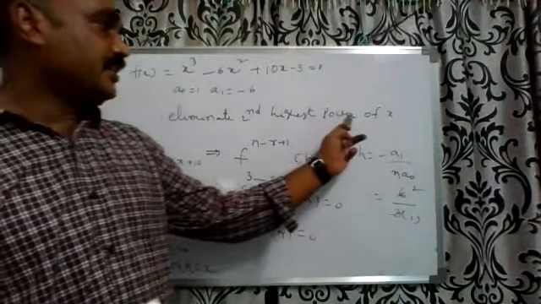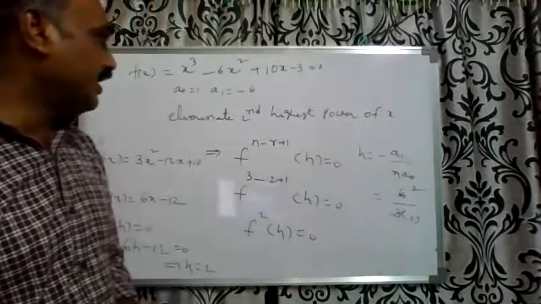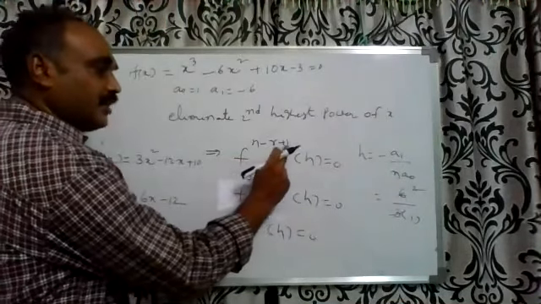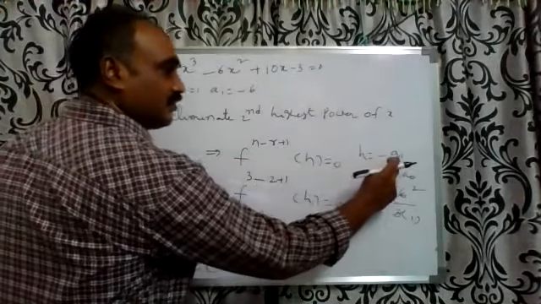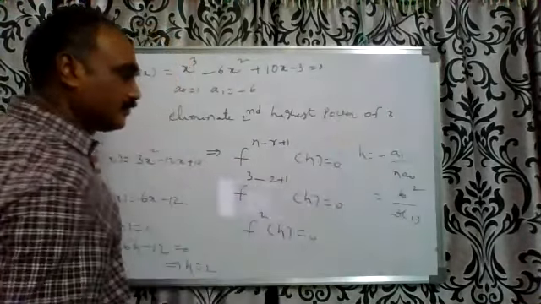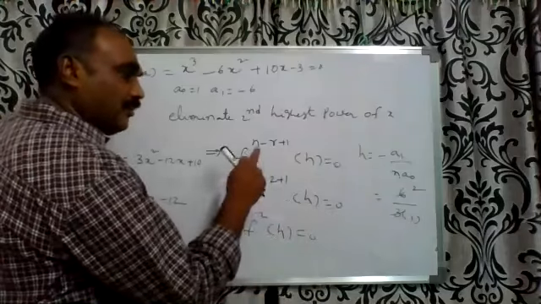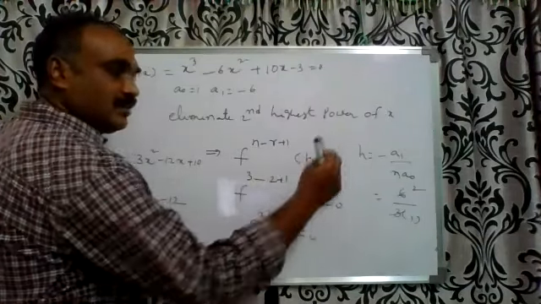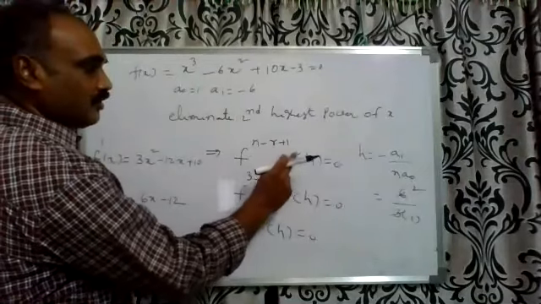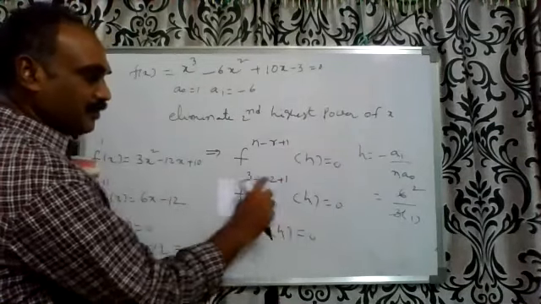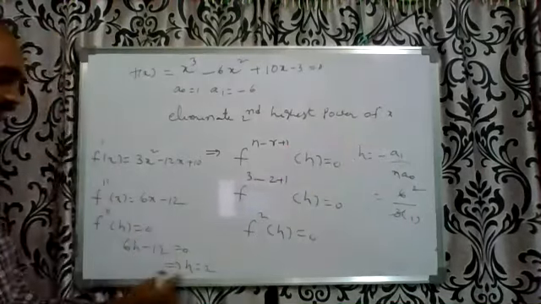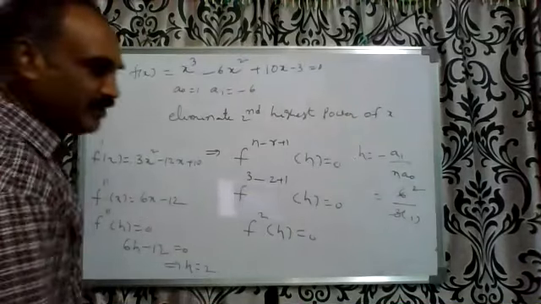To eliminate the second highest power of x, the formula is f power n minus r plus 1 of h is equal to 0, or h is equal to minus a1 by n into a naught. This is only to eliminate the second term. Suppose the third term: f power n minus r plus 1 of h is equal to 0. Here n is degree 3, r is equal to 2, plus 1. 3 plus 1 is 4, 4 minus 2. f square of h is equal to 0. Second derivative of h is equal to 0. h is equal to diminished by 2.